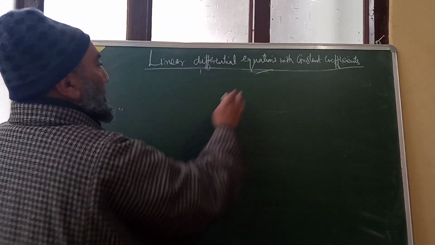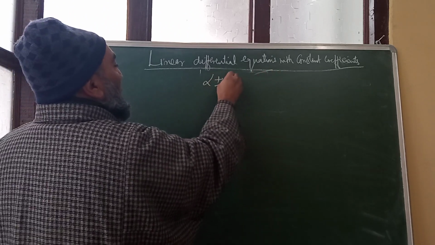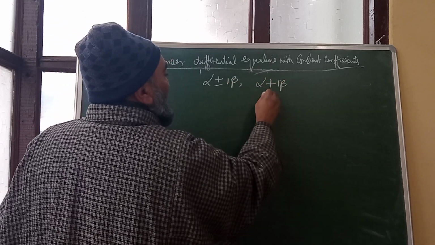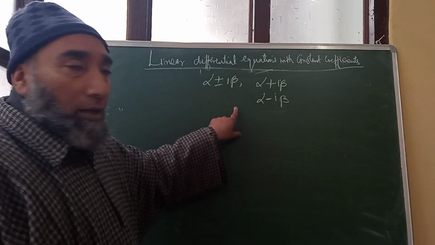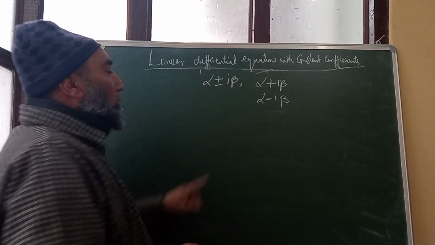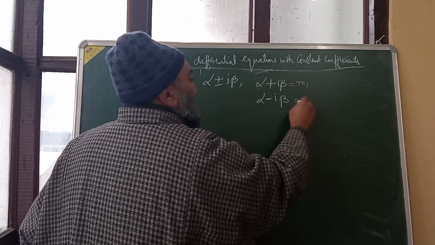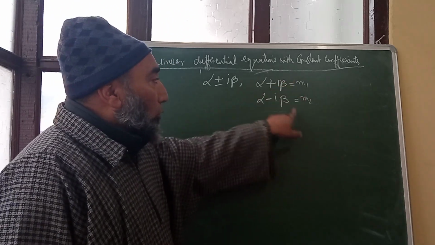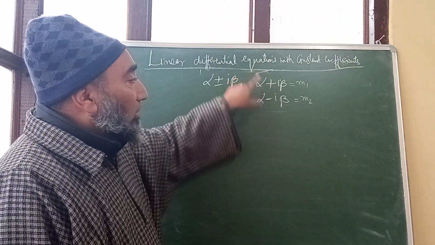Case 3 is if you have complex roots, and you know complex roots occur in conjugate pairs. So one root is alpha plus i beta and another root is alpha minus i beta. I am discussing the third case, complex roots. Complex roots occur in conjugate pairs. Say this is m1 and this is m2. Now let us consider the first case. These are two different roots. This is a complex root, no doubt about that, but this is different than this.